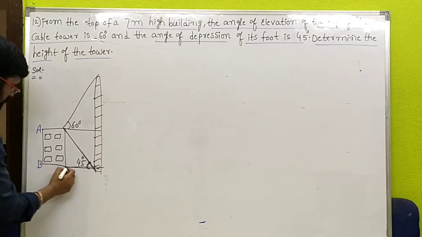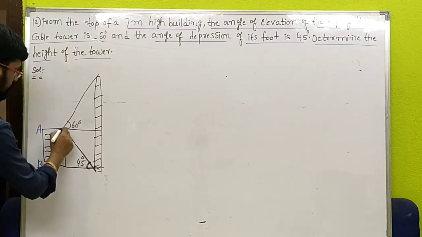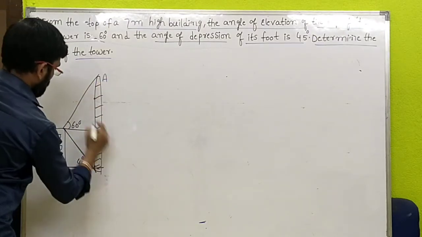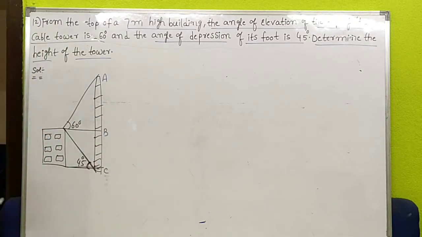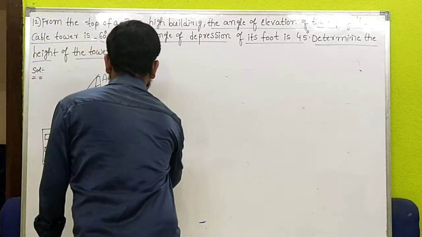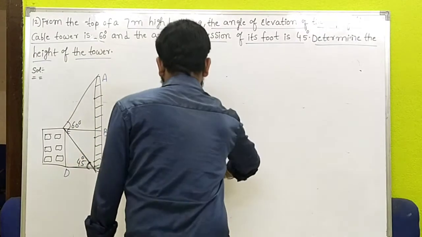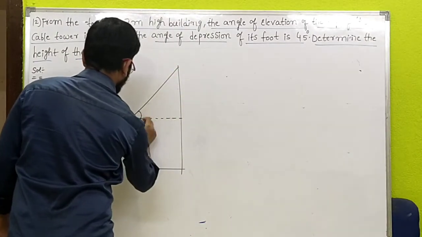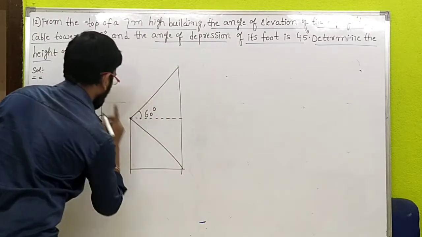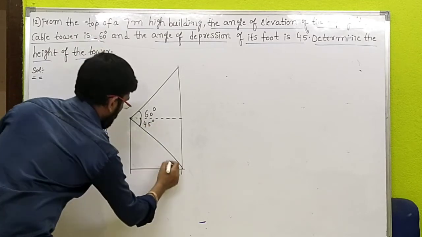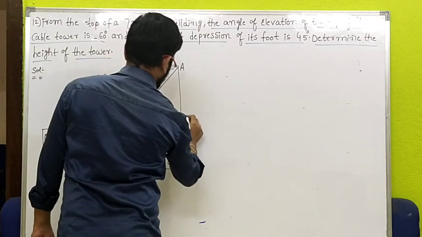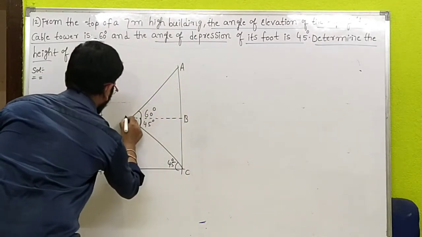Now name the points A, B, C, D and E. Draw the same diagram here, showing the building, the distance between the building and the cable tower. From the top of the building, the angle is 60 degrees, and the angle of depression is 45 degrees. The same angle 45 degrees appears here, since corresponding angles are equal. So name it A, B, C, D and E.